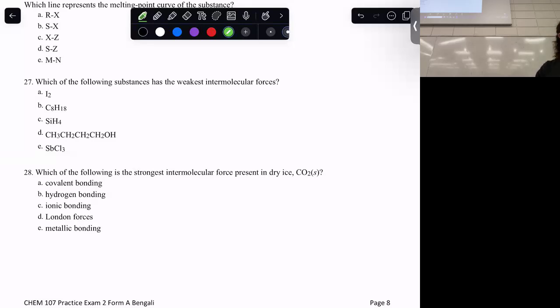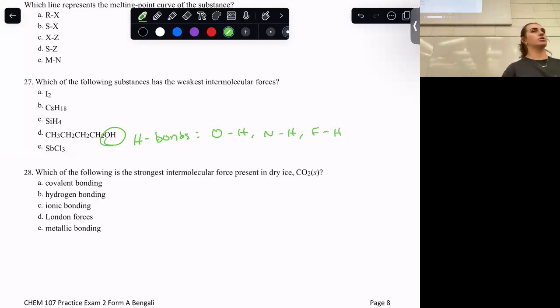Why D? Good, hydrogen bonding. So for D, we have that OH at the end. What are our criteria for hydrogen bonding? Right, in order to have hydrogen bonding, the fluorine, oxygen, or nitrogen must be directly attached to that hydrogen. And in that case, you have an OH that's going to have the ability to hydrogen bond. That's going to increase our intermolecular forces a ton. So that is incorrect. Okay, what else do we need to know?